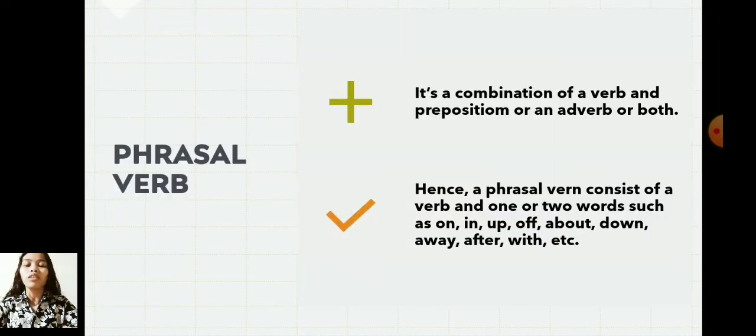Phrasal verb is a combination of a verb and a preposition or an adverb, or it can be both. Hence, a phrasal verb consists of a verb and one or two words such as on, in, up, about, down, away, after, with, etc. So technically, a phrasal verb is a phrase which consists of a verb, then an adverb or a preposition, and for you to understand more, let us give more examples.